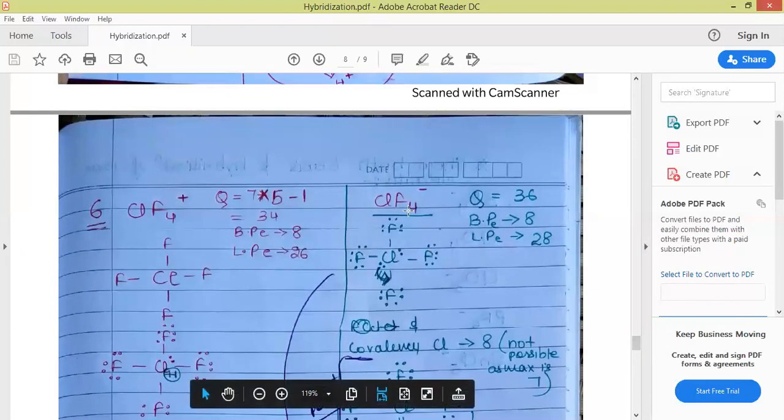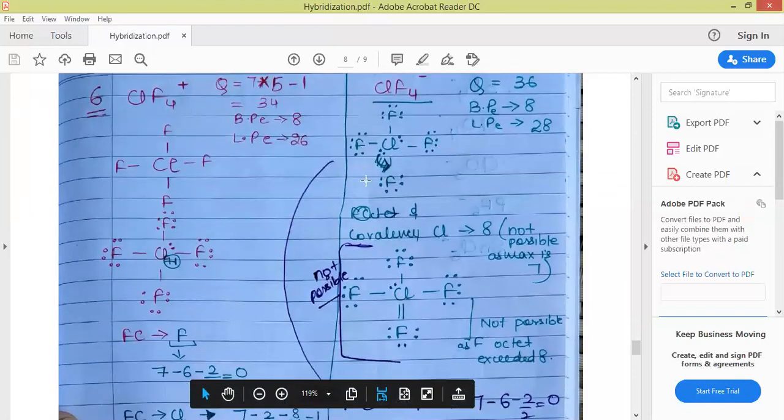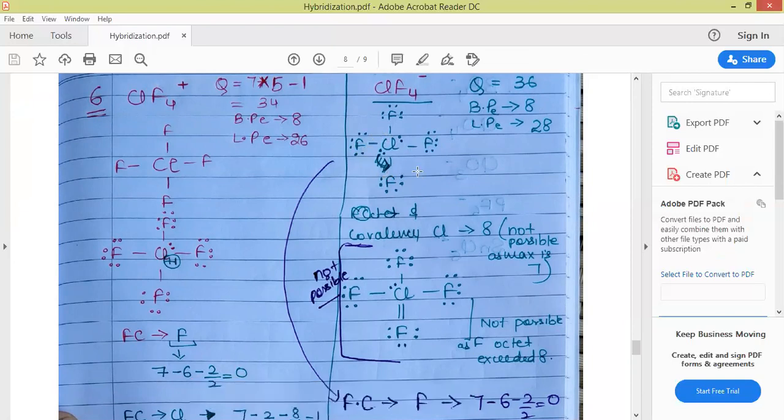Next is ClF4 negative. Here, based upon this, the most acceptable structure comes out to be this. But when we count the electrons associated with the corner atoms, the octet of fluorines is already complete, and the octet of chlorine exceeds, which is acceptable according to Lewis theory also. But here, if we count the covalency, it comes out to be 8, which is not possible for fluorine. So we look for another structure.